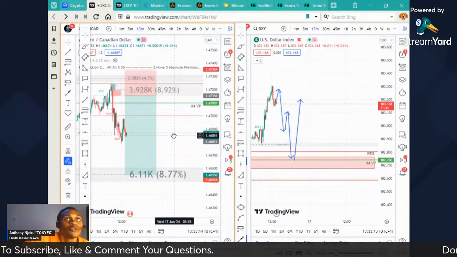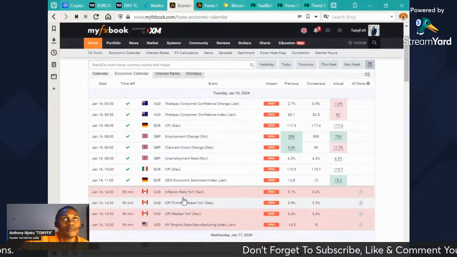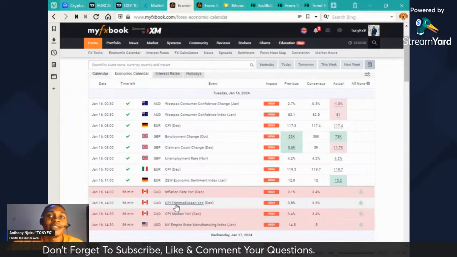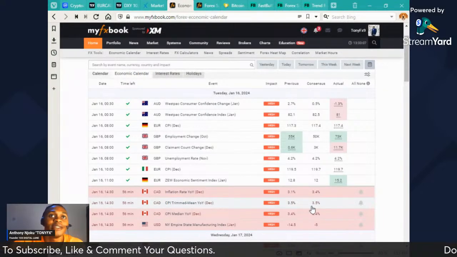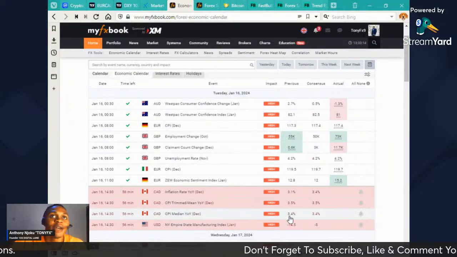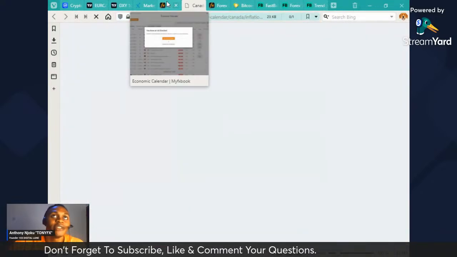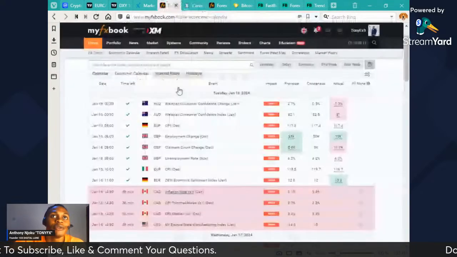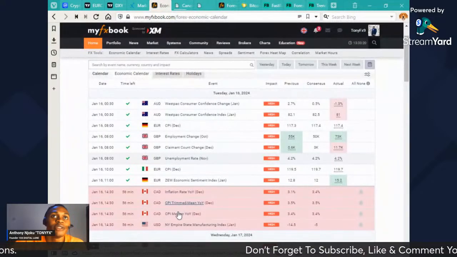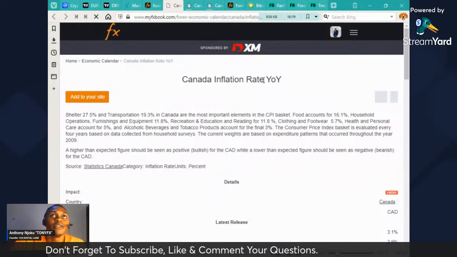So if CAD plays out to be good with the strength of the inflation rate, you can see over here 3.4% is higher than 3.1%, and the CPI trimmed mean over here 3.5 and 3.5. Then the CPI median over here 3.4 and 3.4. Let's see what the inflation rate over here is. We're going to read what the trimmed mean is, and what the CPI median is. So it's loading.